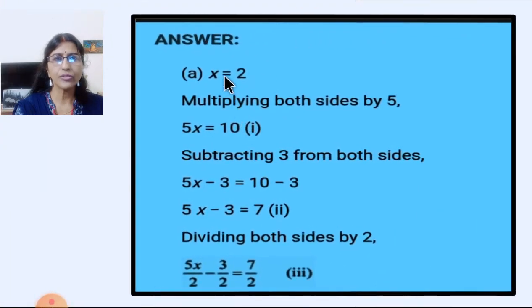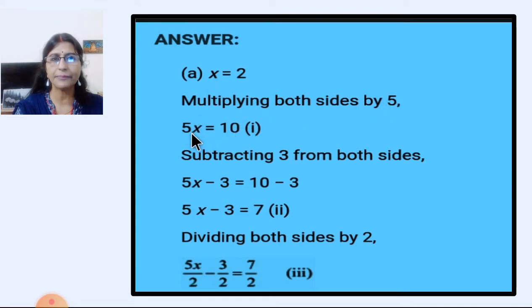See how to solve. First we will write what is given, x equal to 2. Now we have to form three equations, construct three equations using this. So here multiplying both the sides by 5. You can multiply by any other number. You have to just form an equation. So here it is multiplied by 5. Let us see how it is done.